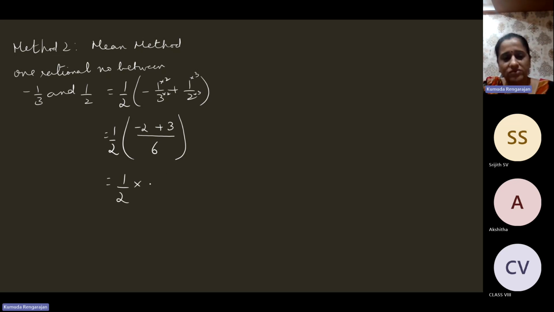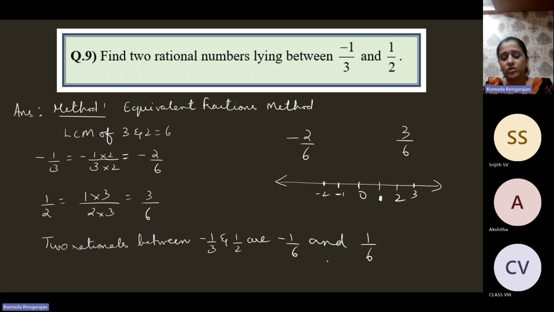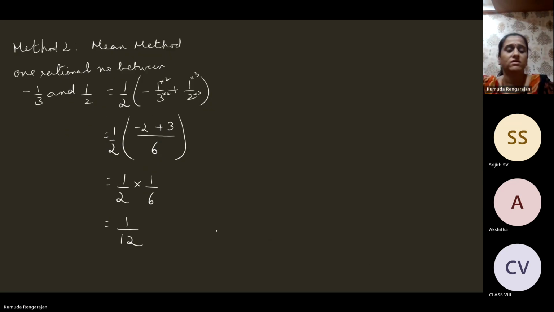Into -2 plus 3 is 1, 1 by 6. So 1 by 12, correct? Correct. You need not get the same answer you've got here, because there are infinitely many rational numbers lying between two rationals. So you don't have to get exactly these two numbers. You can get any answer other than those two.